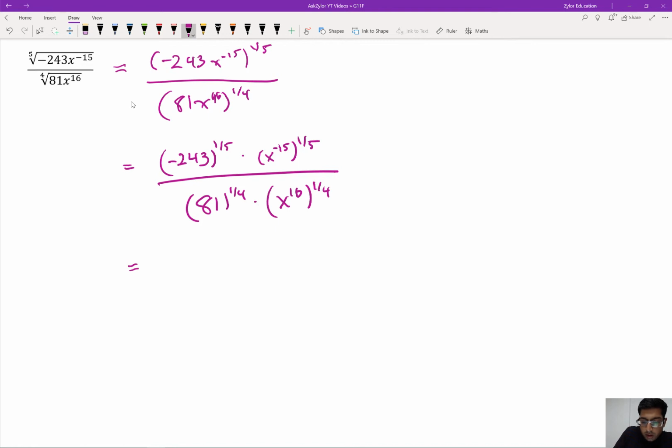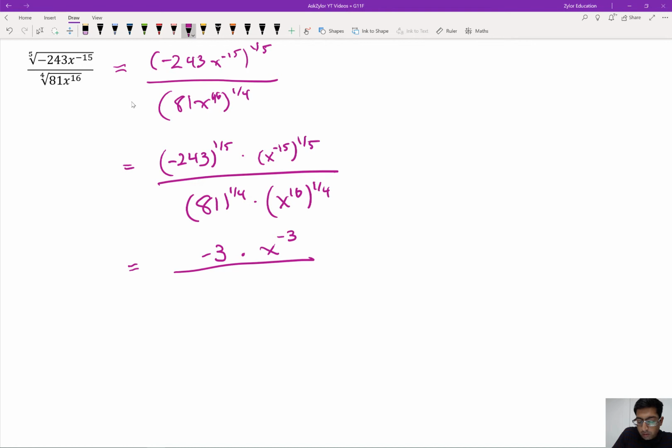Now, the next thing I need to do is take negative 243 and raise it to the power of 1/5. So that's the 5th root of negative 243, which ends up being negative 3. You can check that with a calculator. x to the power of negative 15 to the power of 1/5, you just multiply, and that gets you x to the power of negative 3.